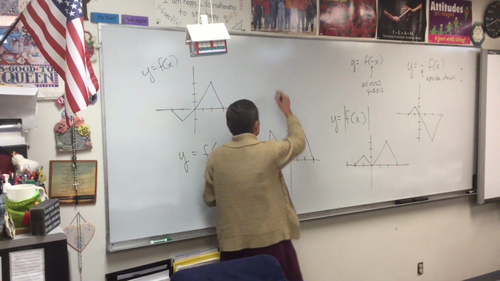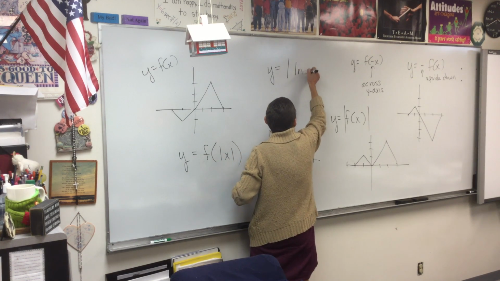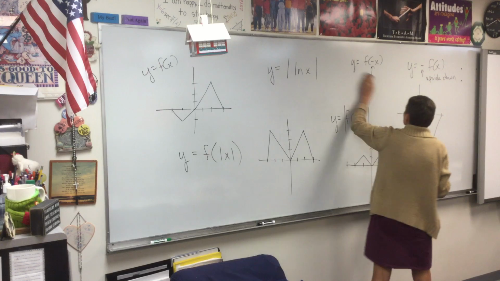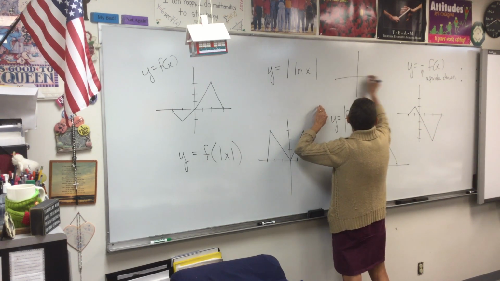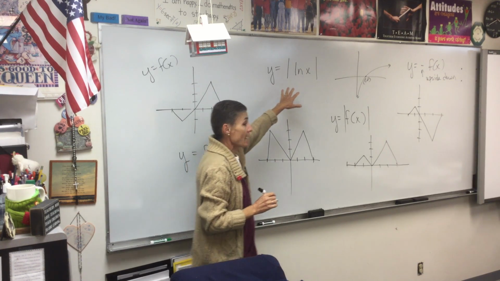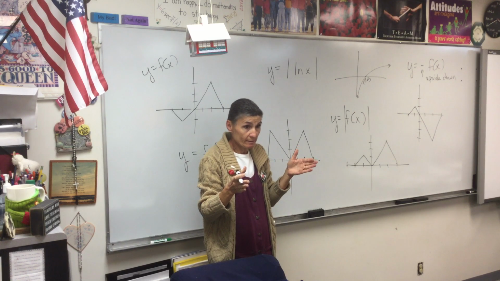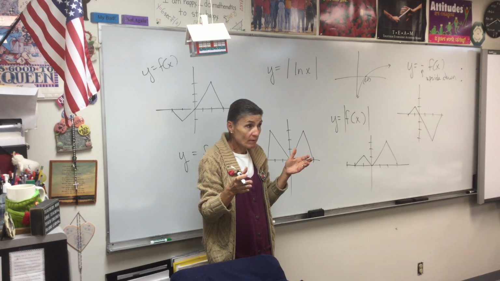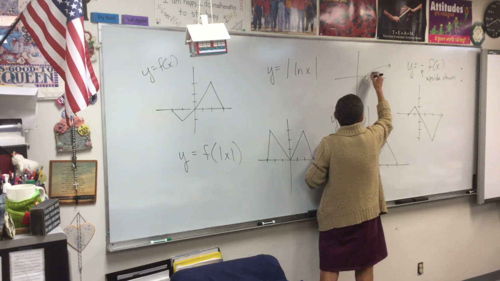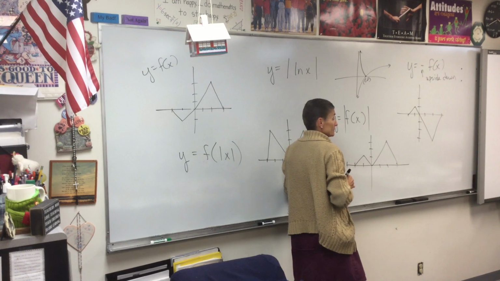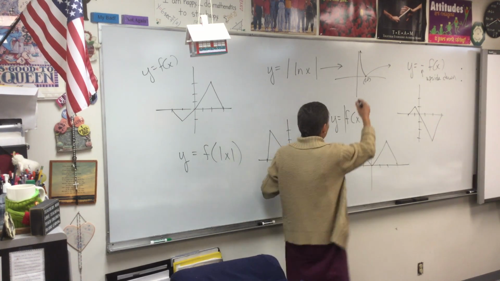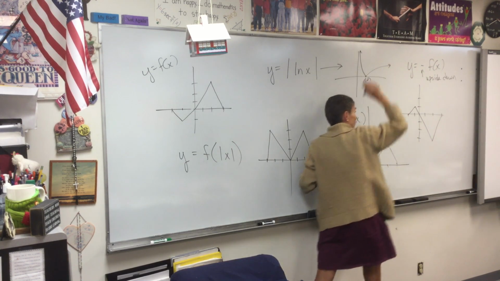Okay? Now, let's see if you get this. What would this look like? All right, we'll stop and think. What does the original look like? This is the original, right? Now, when I take the absolute value of the whole thing, what happens? The positive part stays positive, but the negative part gets flipped up. So that would be a picture of this. The positive part stays positive, and the negative part gets folded up.